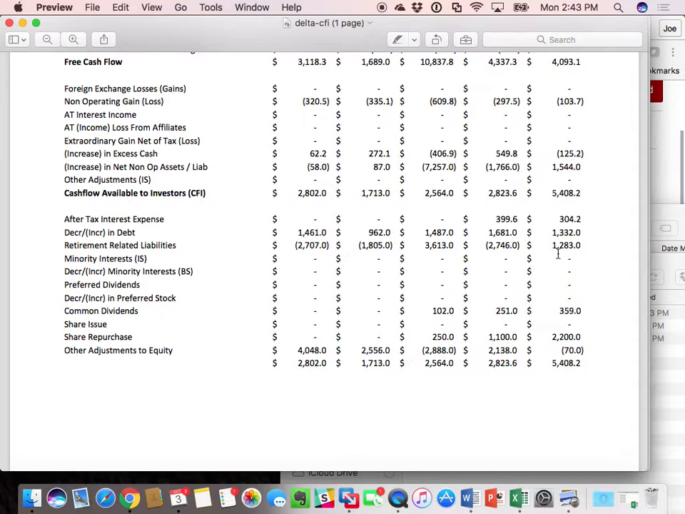What has Delta been doing with its debt over the 5 years? They've actually been doing something with their debt. What has Delta been doing with their debt?